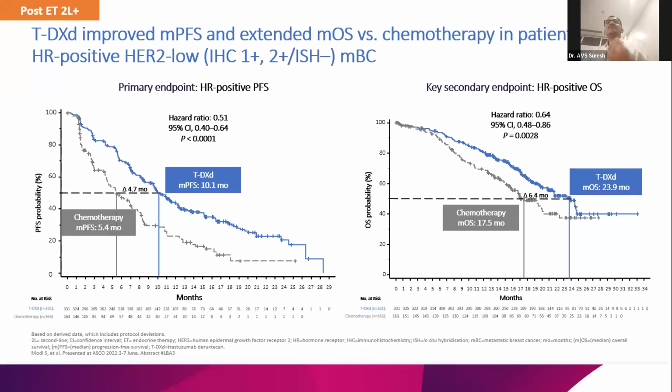T-DXd improves the median progression-free survival as well as overall survival compared to the chemotherapy. This is because the drug is delivered precisely, with very manageable side effects. We'll come to the side effects at a later point. But the amount of delivery into the tumor cells is much higher compared to the other parts.